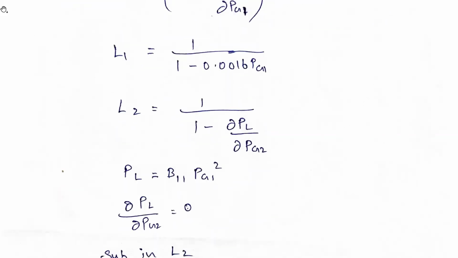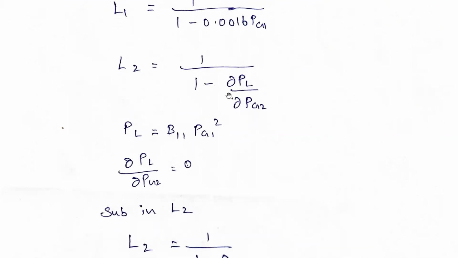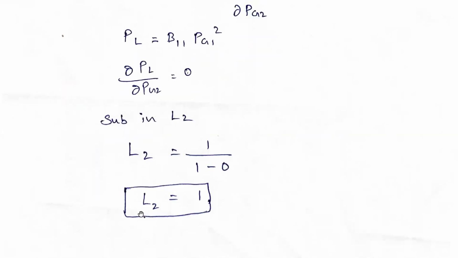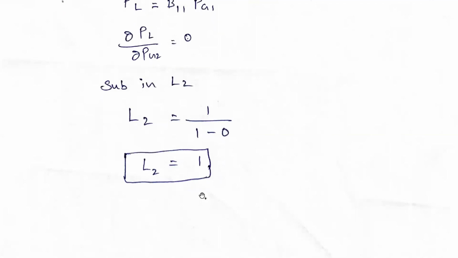So here PL is only having PG1 alone. So if you differentiate with respect to PG2, it becomes 0. So this part becomes 0. So L2, substituting, is 1 divided by 1 minus 0. So again it is 1. So L2 is equal to 1.